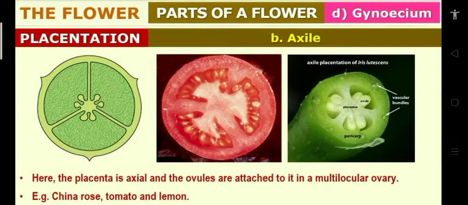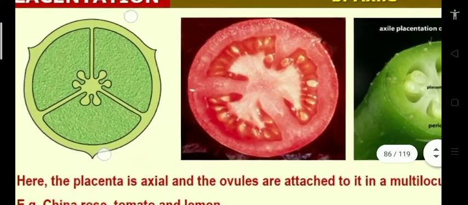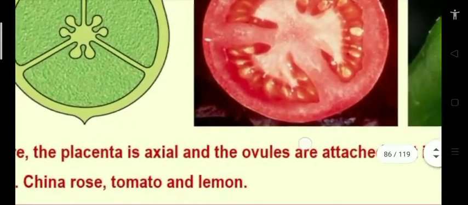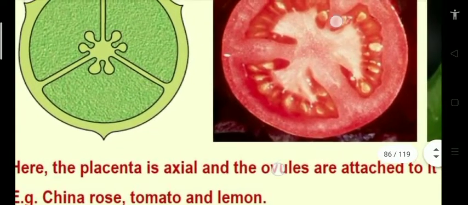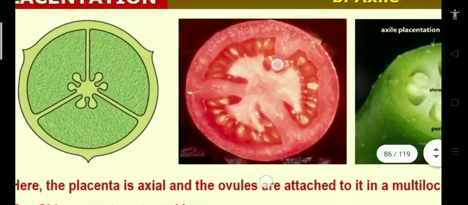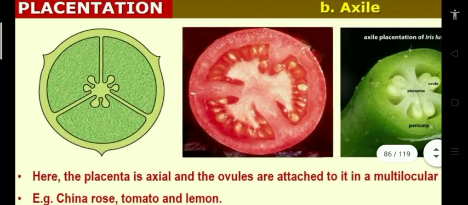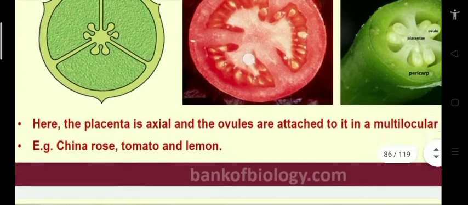Axial placentation. Here the placenta is axial, at the center, and ovules are attached in a multilocular ovary, meaning a many-locular ovary. You can see here this is many locular. So ovules are attached to a multilocular ovary. For example, tomato, China rose, lemon. This is axial placentation. Many ovules are attached to the axial placenta.